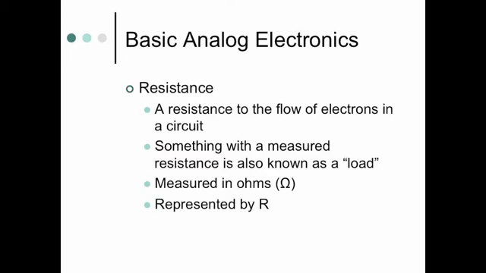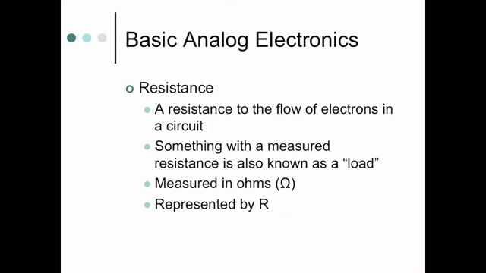Resistance is the resistance to the electrical flow of electrons. Something with a measured resistance is called a load on the circuit, and it's measured in ohms and represented by R when you write it. So if I say 1,000 ohms, I'd put a little omega after the 1,000, and it's represented by R.